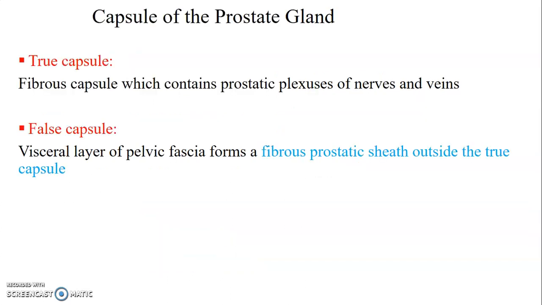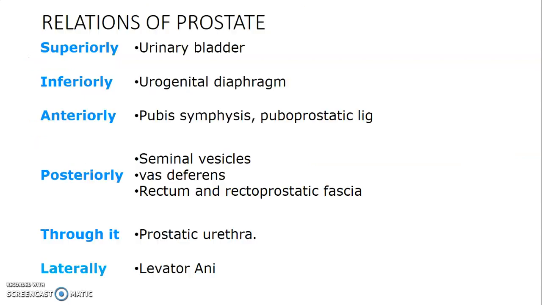The prostate has two capsules. A true capsule, which is fibrous and contains the prostatic plexus of veins and nerves, and a false capsule, which is a visceral layer of pelvic fascia that forms the fibrous prostatic sheath outside the true capsule.